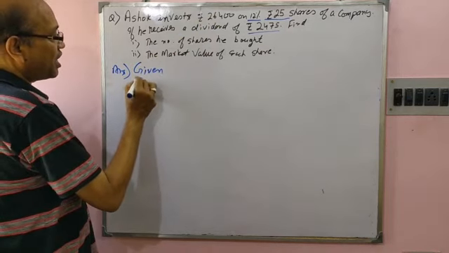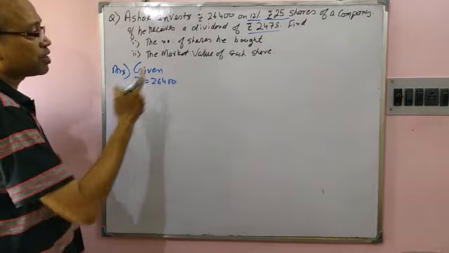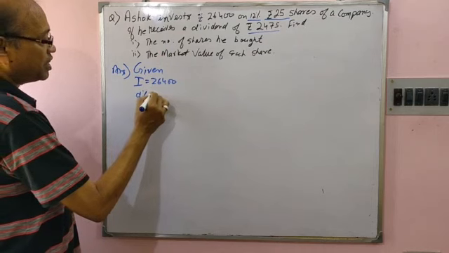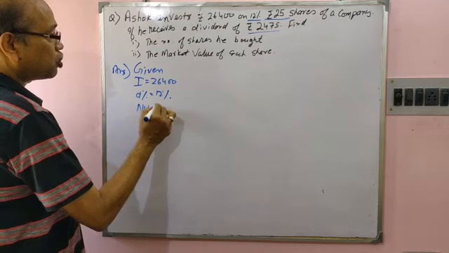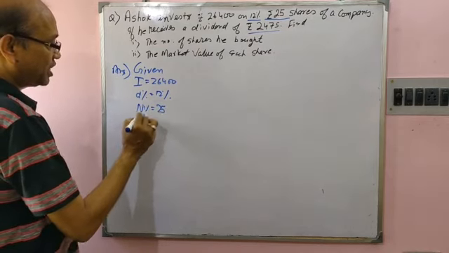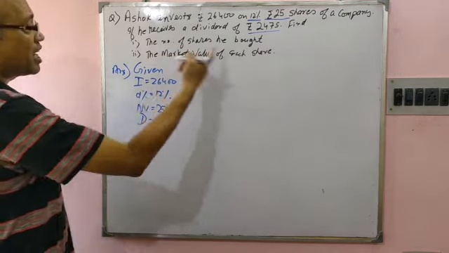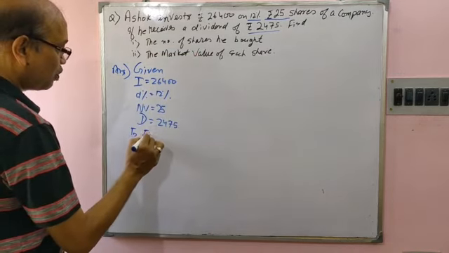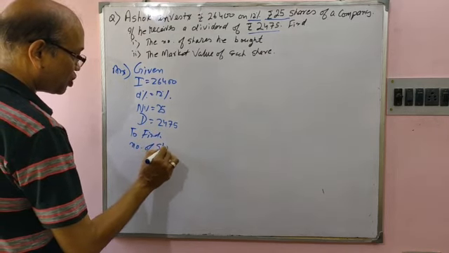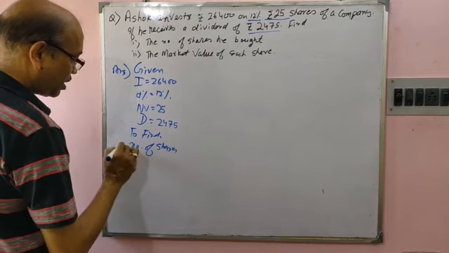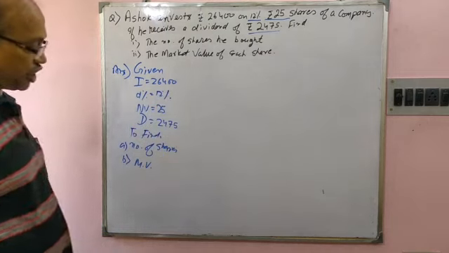Given: investment is 26400, D percent is 12%, nominal value is 25, dividend is equal to 2475. To find, what we have got to find? A, number of shares, and B, market value of the shares.